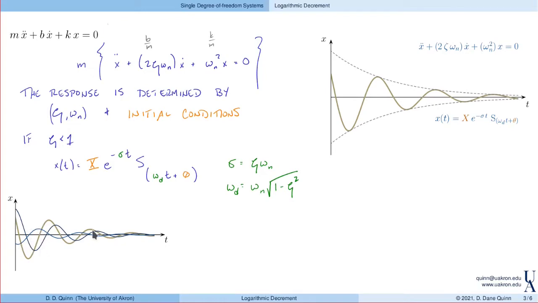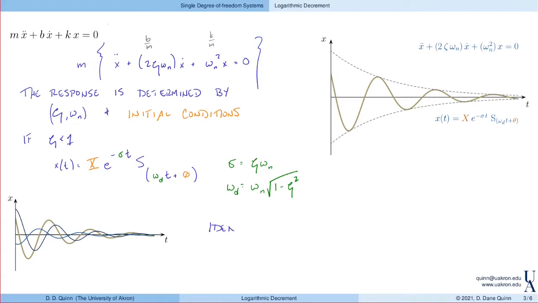So we'd like to come up with a way that essentially filters out the amplitude and phase shift of the response and allows us to determine uniquely the damping ratio and the natural frequency, because I really don't want to mix these two things together. So that's ultimately the goal here.